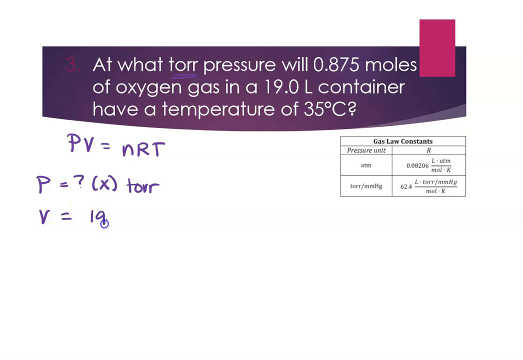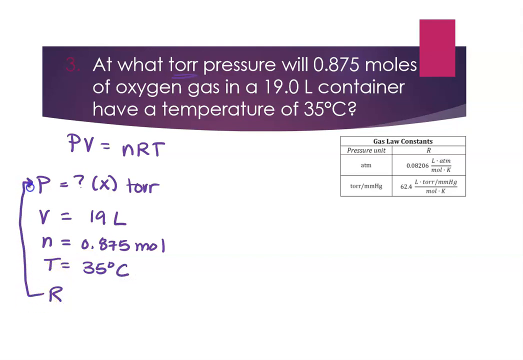And then volume is going to be 19 liters. N is 0.875 moles. T is 35 degrees Celsius. And R is based on pressure, which we said we're going to measure in torr. So that's going to be 62.4. All right, so this time our temperature is not given to us in Kelvin, so we're going to need to add 273 to the Celsius temperature to get the Kelvin temperature. So that's going to give me 308 Kelvin. And now I have what I need to solve.